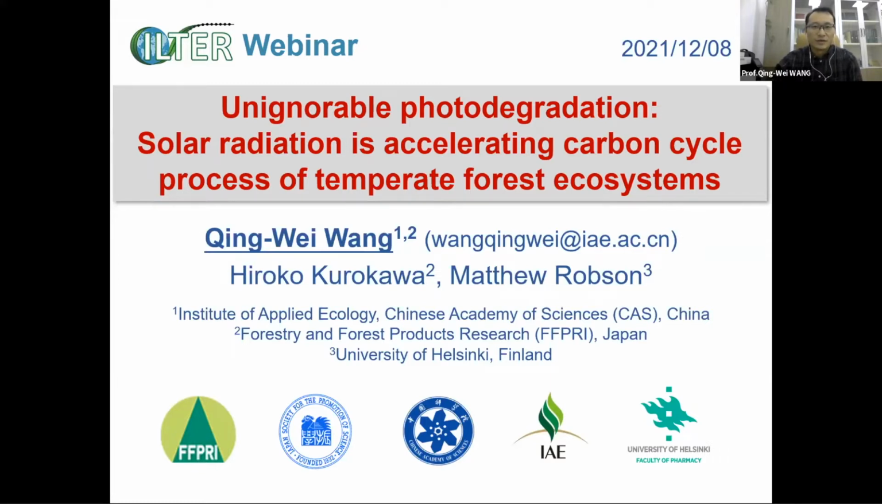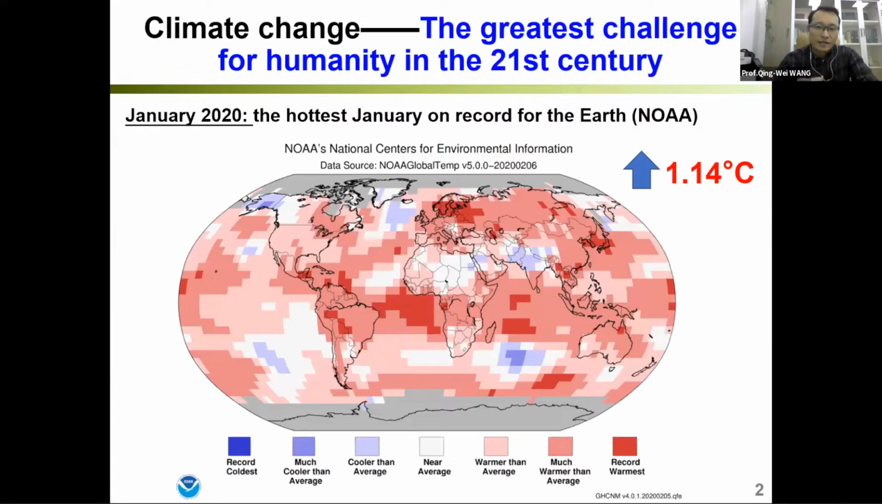My report title is Anaerobic photodegradation: solar radiation is accelerating carbon cycle processes of temperate forest ecosystems. As we know, climate change is the greatest challenge for humanity in the current century. The evidence is becoming stronger and stronger. For example, NOAA has identified January 2020 as the hottest January on record for the Earth.